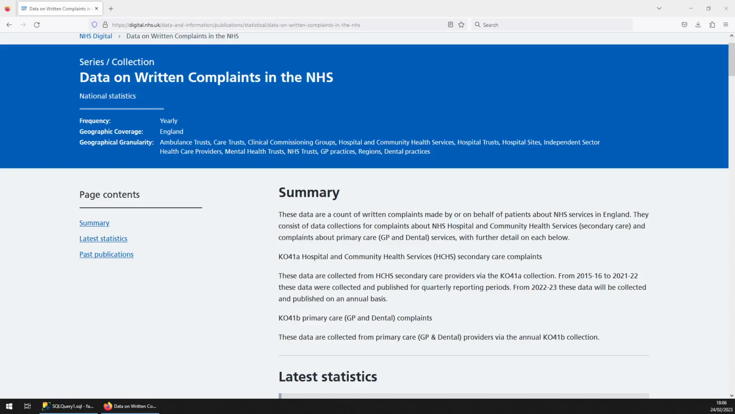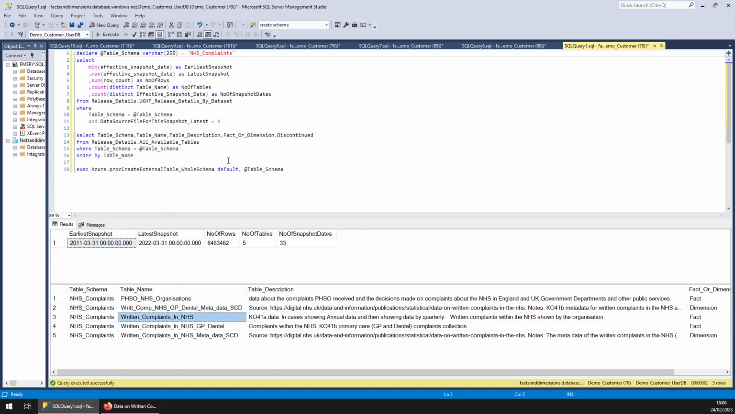This one we're doing written complaints in the NHS. Data recorded in the KO41A and KO41B collections. We've got data going back to March 2011. There is 8.5 million rows of data, so a lot of detail.